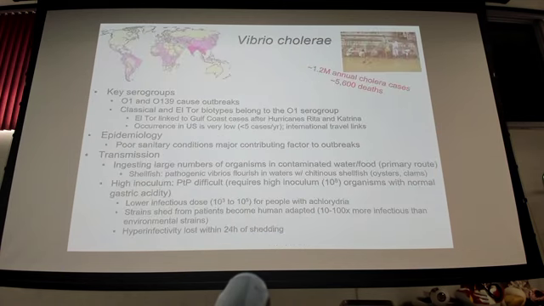Cholera. Very infrequently, usually associated with hurricanes. What about transmission for Vibrio cholerae? What is the primary transmission? Ingestion of contaminated water, exactly. Is person-to-person transmission possible? It is, but it gets more efficient when you have passage through people and it gets adapted to the human host. This is an environmental bacterium.